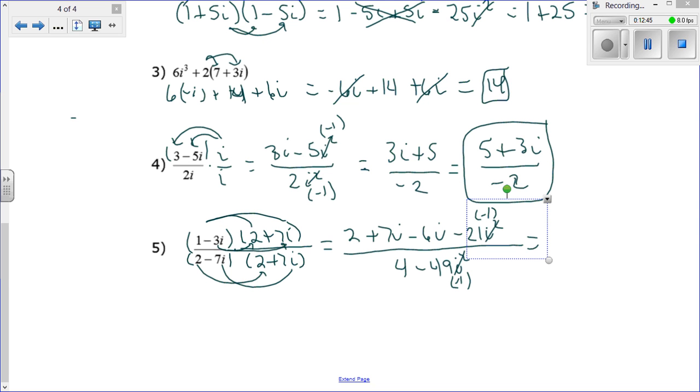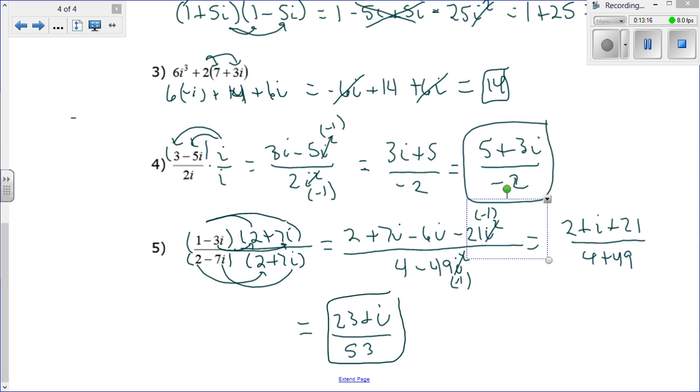So I end up with 2 plus i plus 21 all over 4 plus 49. And when I combine terms again, I get 23 plus i all over 53. And they have nothing in common, so I can't simplify it. That is what my final answer is.